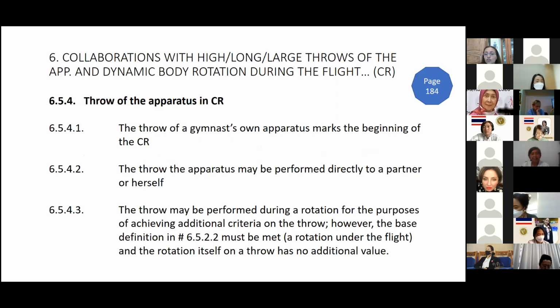Throw may be performed during a rotation for the purpose of achieving additional criteria on the throw, outside visual, without hands. However, the base definition must be met, which is a rotation under the flight. So I can throw on a rotation, but I must have another one under the flight. If I throw on a rotation and I do not have another under the flight, the base definition is not met. But this additional rotation has no additional value. This rotation itself on a throw has no additional value.